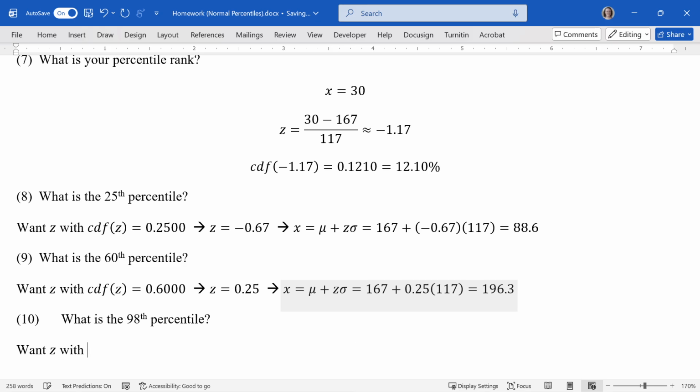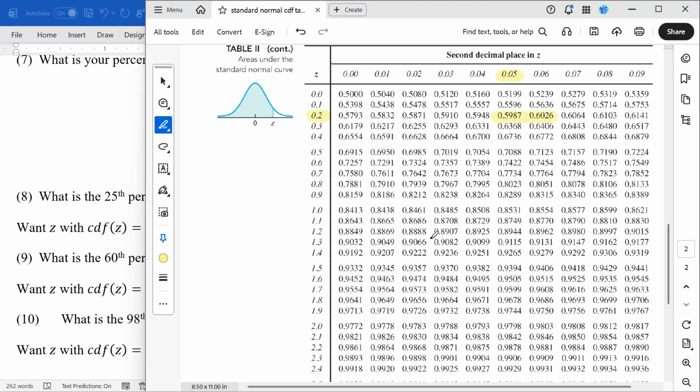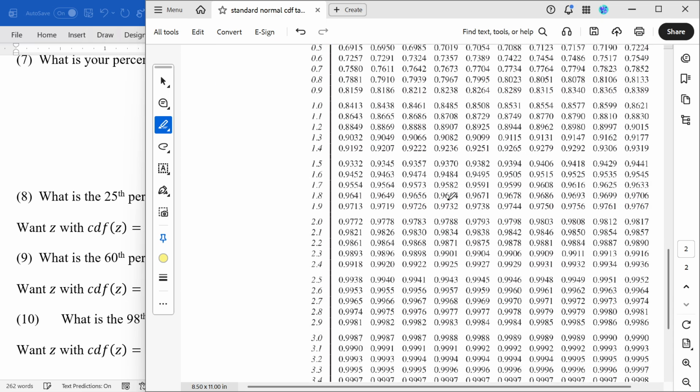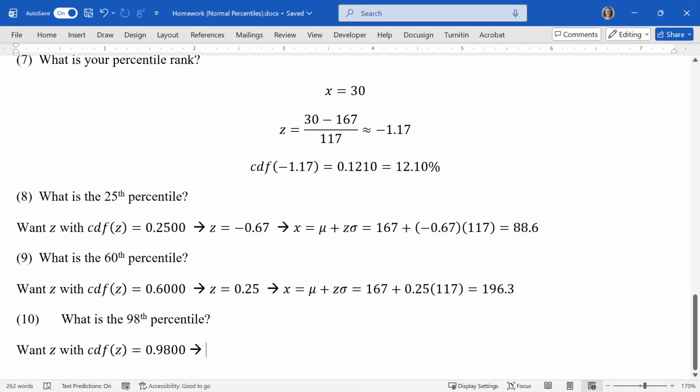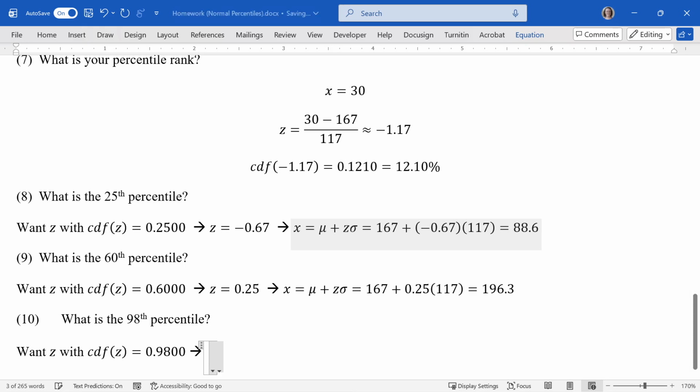Last question, what is the 98th percentile? So I want z with the CDF value, the area under the curve to its left, being as close to 0.98 as possible. Another reverse lookup, 0.98. Between these two. The first one's a little bit closer, so this will be 2.05. Okay, and now I have the z-score.